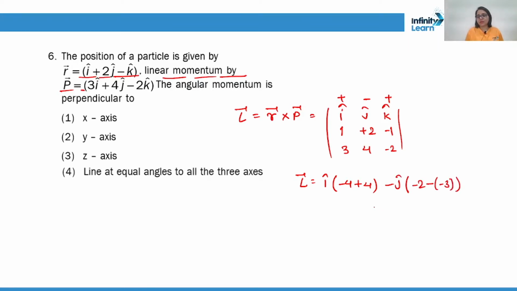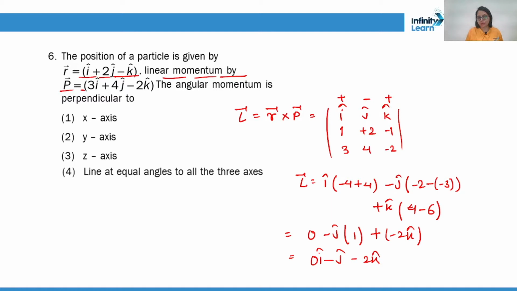So it will be minus 4 plus 4, which is 0, minus j cap of minus 2 minus of minus 3, and plus k cap, which is 4 minus 6. So this will be 0 i cap minus j cap minus 2k cap. So this is the L vector, right?